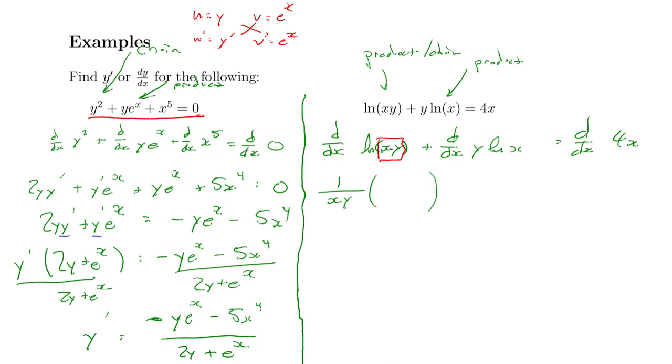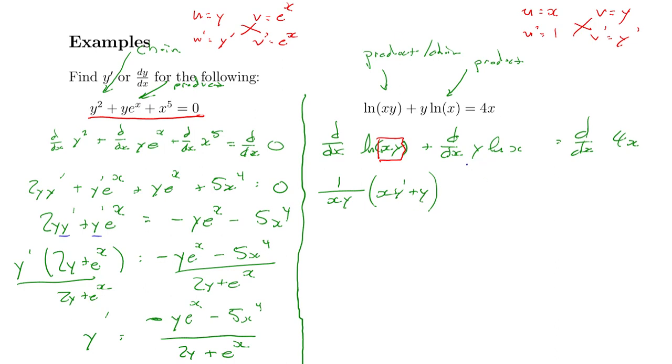But now the derivative of that box is going to be a product rule, where u is x and v is y. So u prime is 1 and v prime is y prime. If we put those things together, we're going to get x y prime plus y.